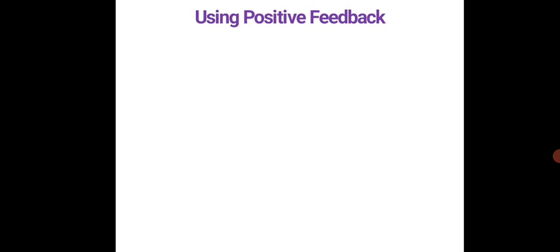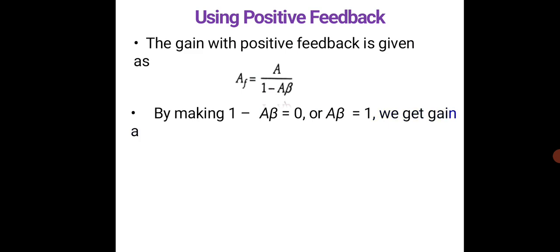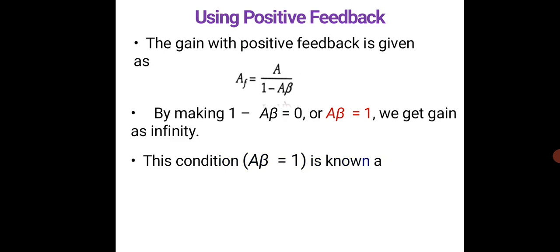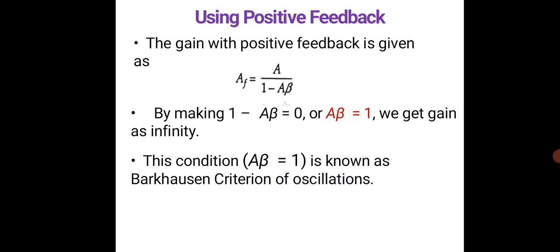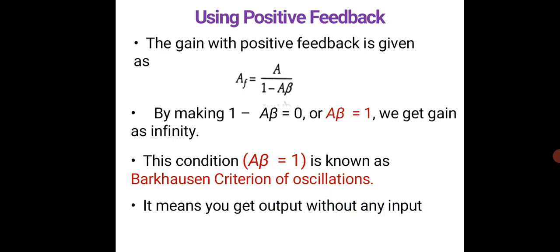Using positive feedback, the gain with positive feedback is given as Af equal to A by 1 minus A beta. By making 1 minus A beta equal to 0, or A beta equal to 1, we get the gain as infinity. So this condition A beta equal to 1 is known as the Barkhausen criterion of oscillations. It means you get output without any input.